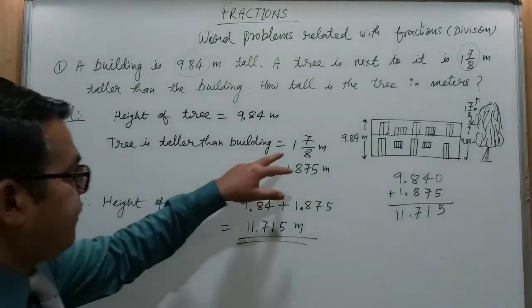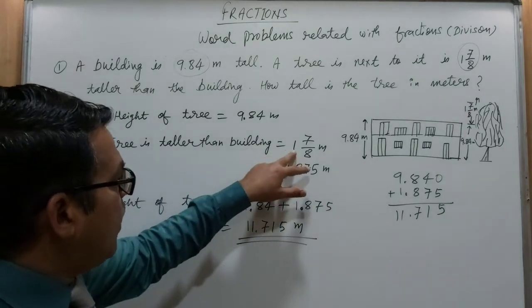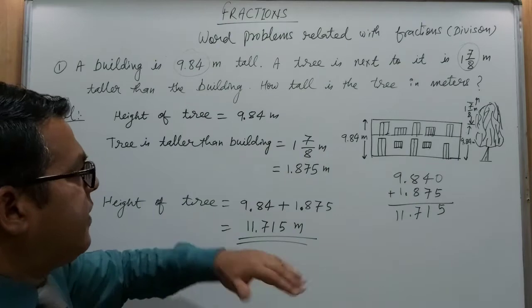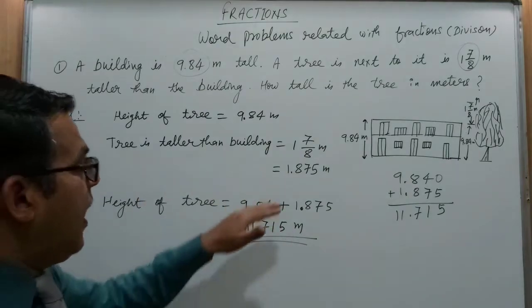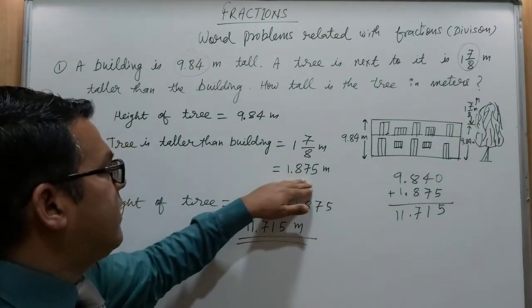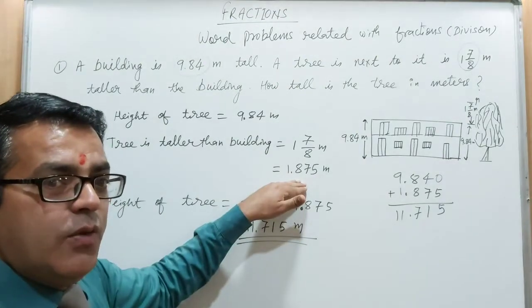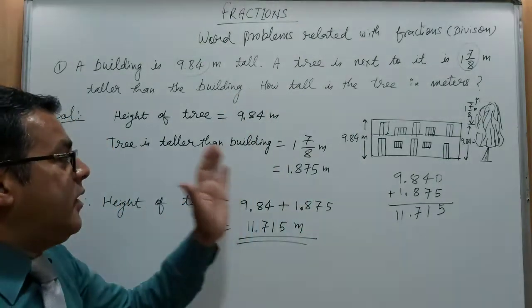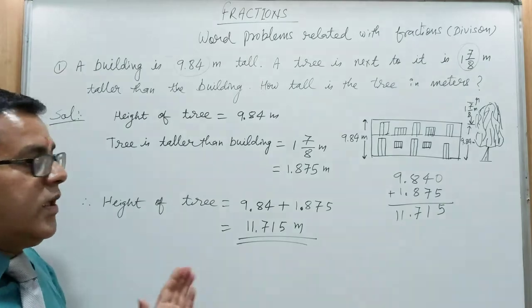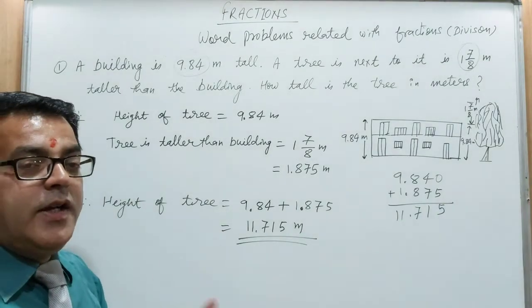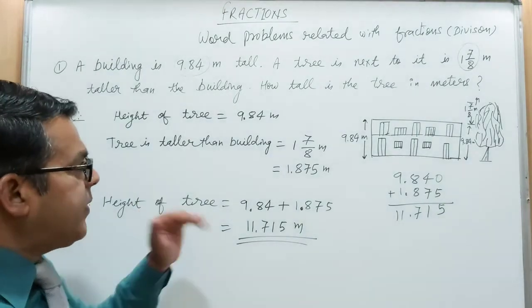So what I did here, I converted this 1 whole 7 by 8 first into a fraction. After that I converted that fraction into decimals. You can see here, division is required to convert into decimal. So we learned the decimal concept also.